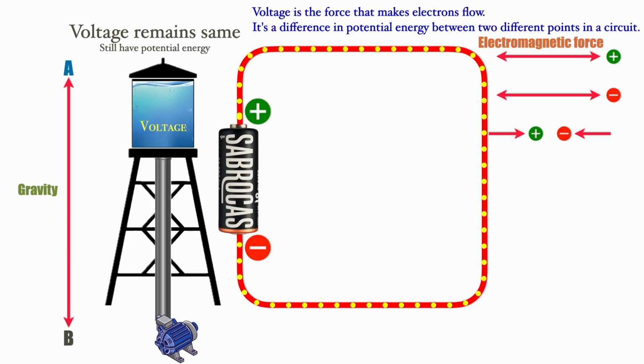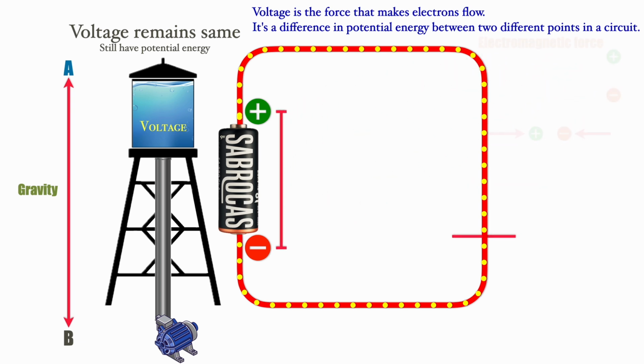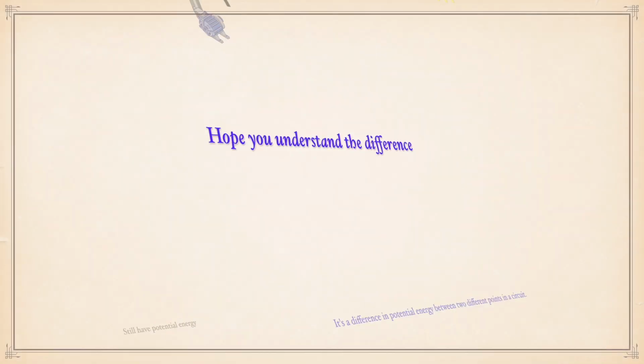I hope the definitions make sense now. Voltage is the electrical potential difference between two points in a circuit which drives the flow of electrons, and the current is the rate of flow of electrons in the circuit. Hope you understand the difference.